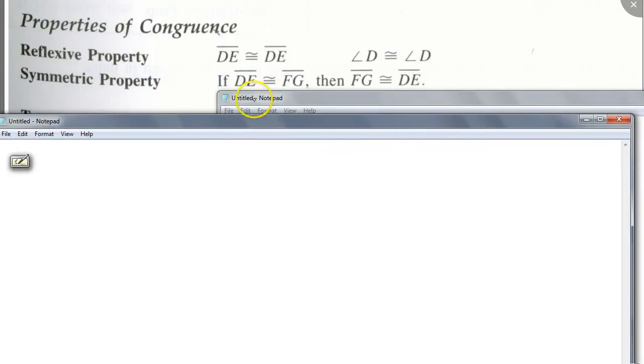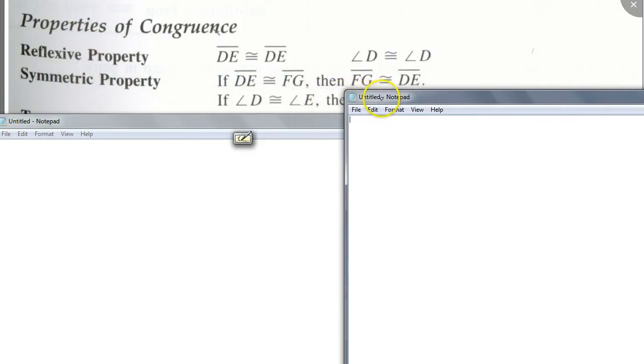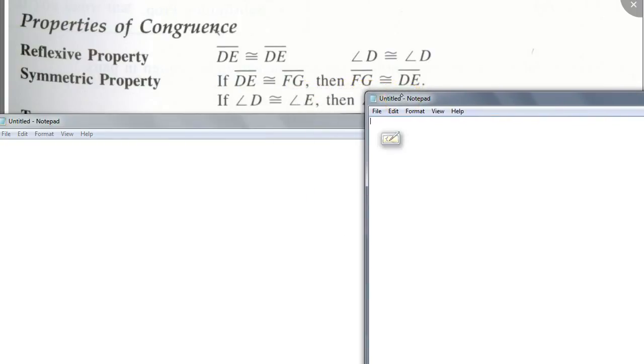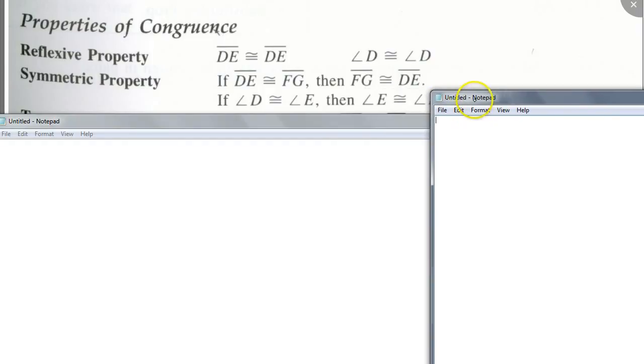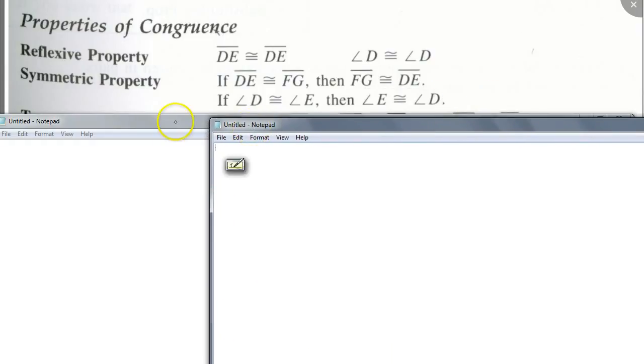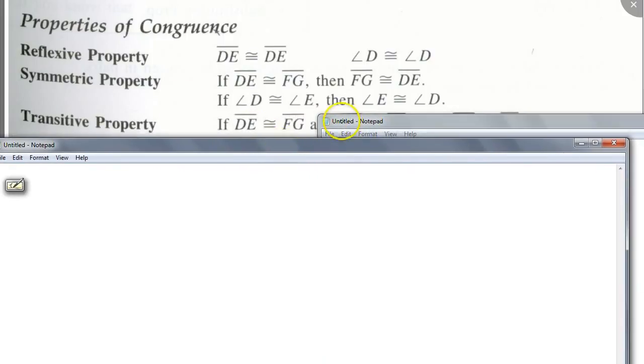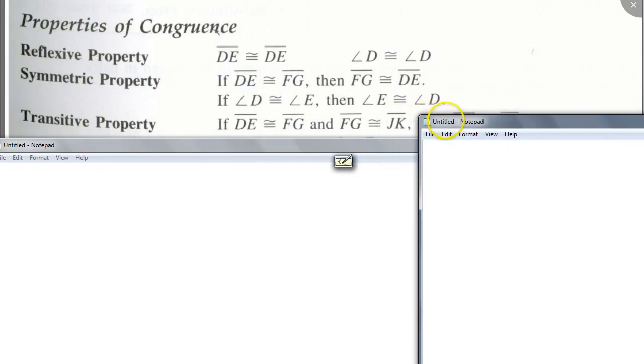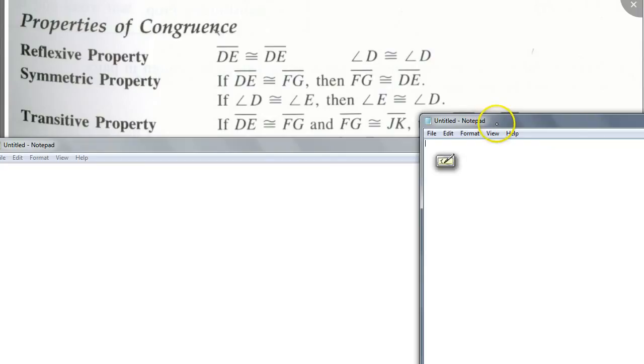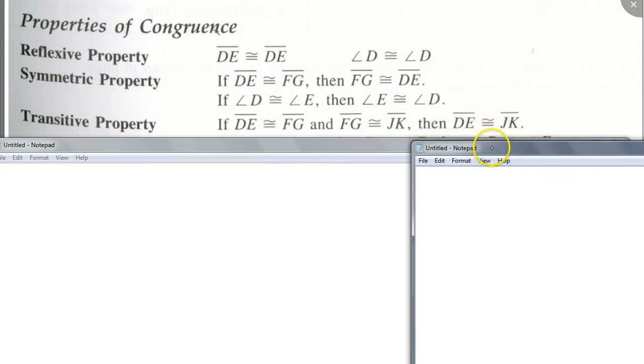And could we do this for an angle? If angle D is congruent to angle E, who could tell me then, what can we say here? How about Naomi? What do you think we should say, using symmetric property of congruence? Exactly right. Then angle E is congruent to angle D. Okay? And of course, the last one, transitive property of congruence. As you may expect, if segment DE is congruent to segment FG and segment FG is congruent to segment JK, what can we conclude here? Jonathan? Segment DE is congruent to segment JK. You got it. Is this what you expected?